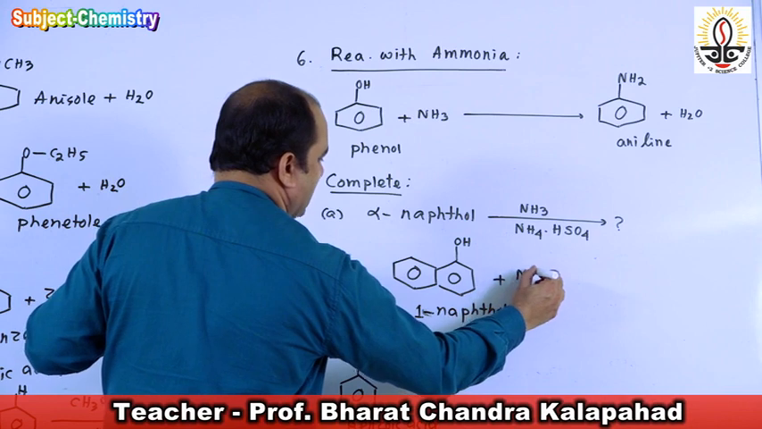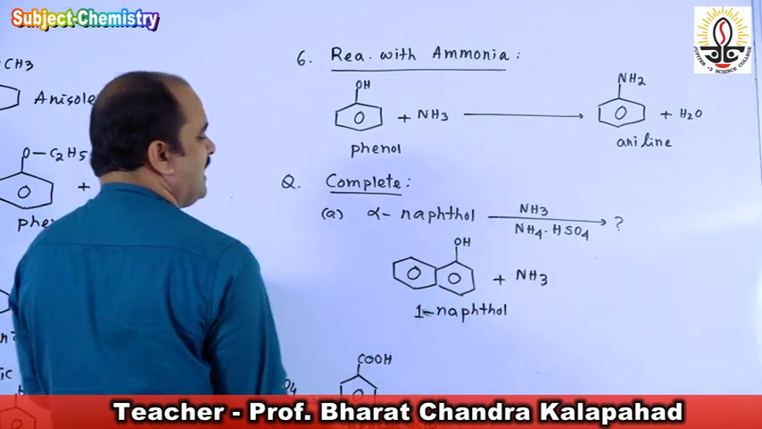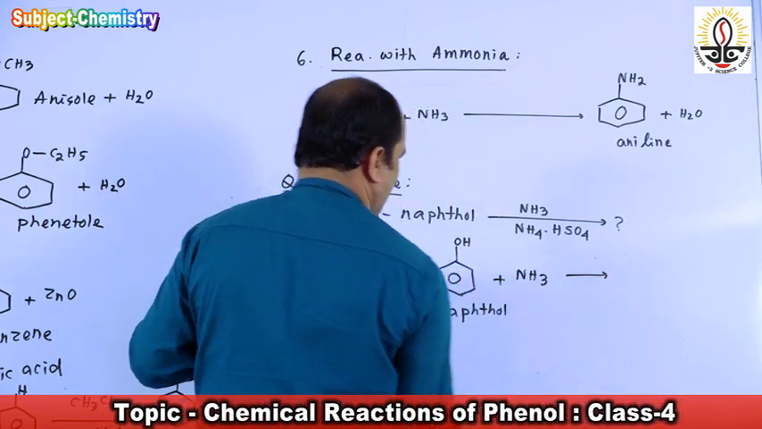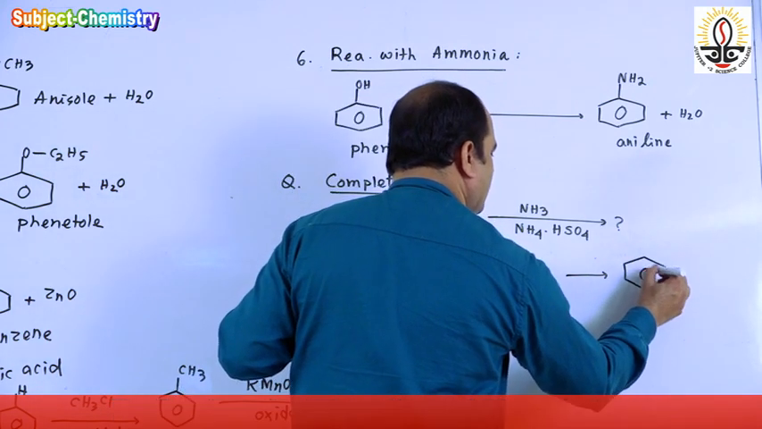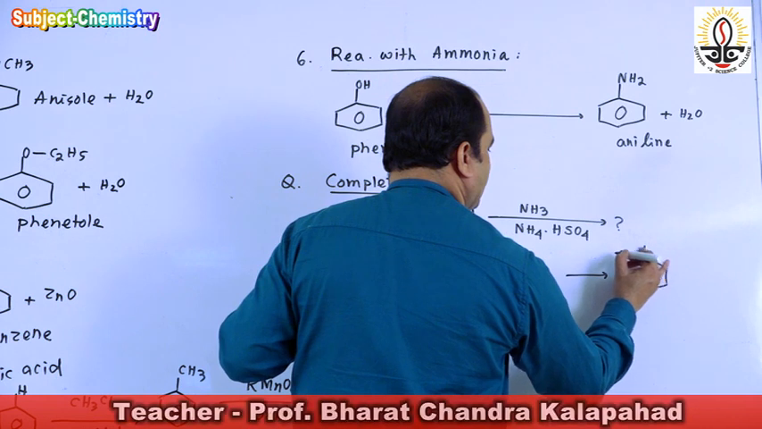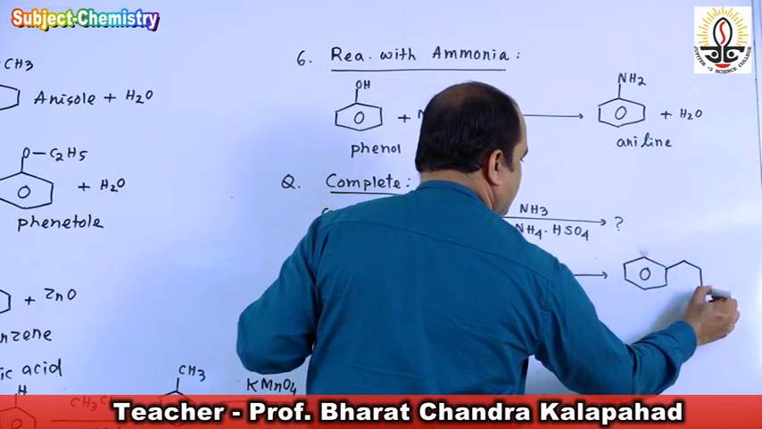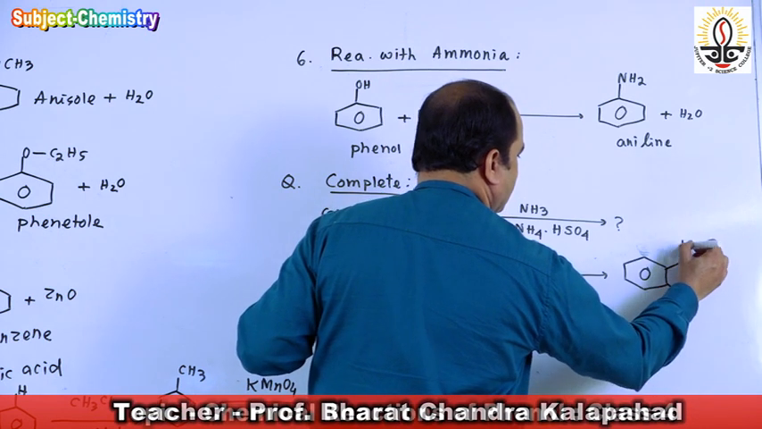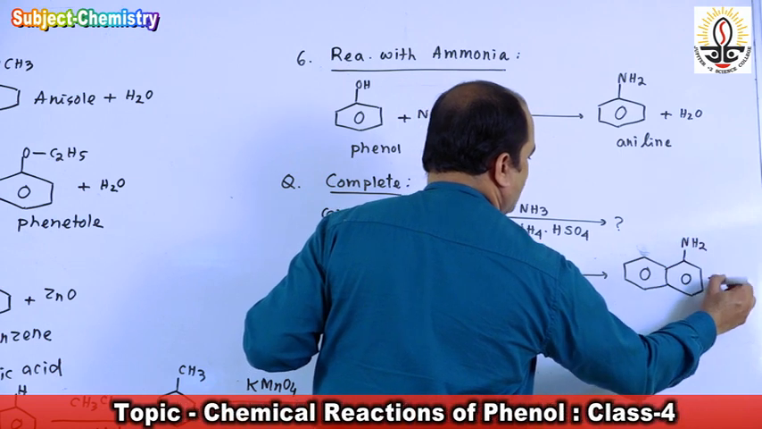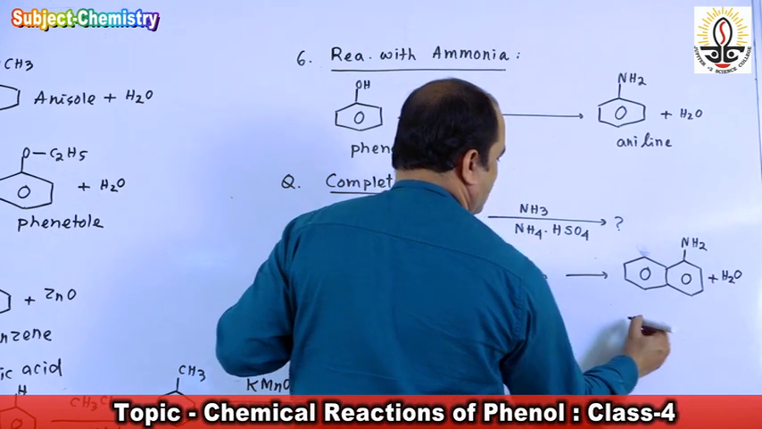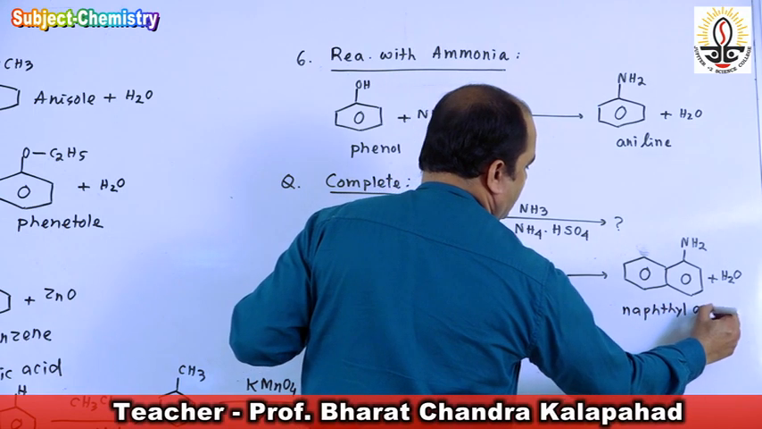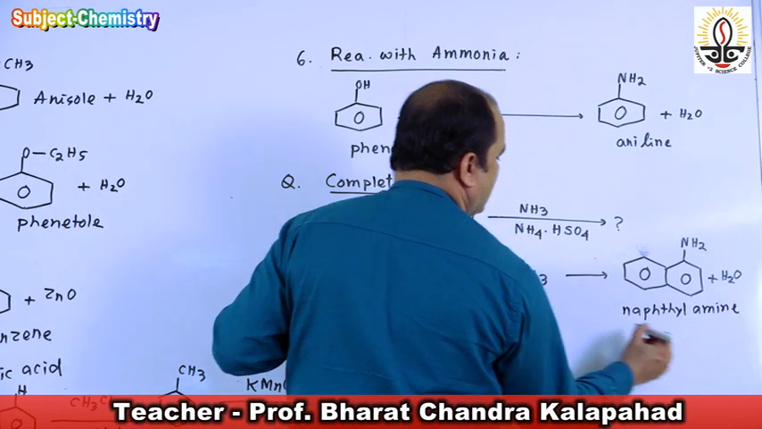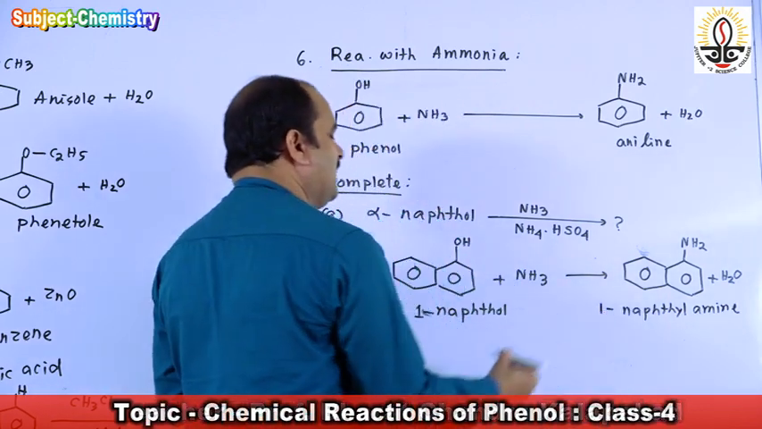1-naphthol plus ammonia, or alpha naphthol plus ammonia, gives 1-naphthylamine. We get NH2, the ring remains as usual, with H2O as the byproduct. It is alpha naphthylamine or 1-naphthylamine.